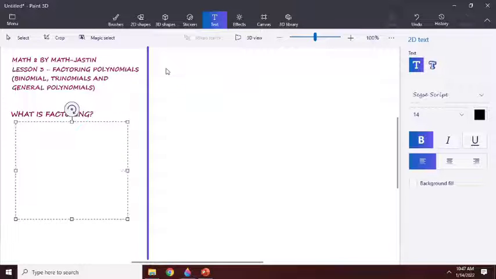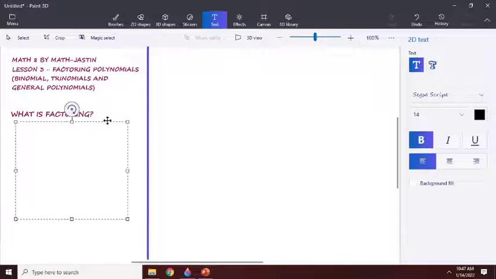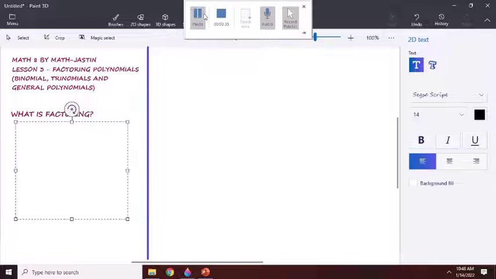So now we are going to proceed to lesson 3 in Mathematics 8, and that is all about factoring polynomials, either binomials, trinomials, or general polynomials. Actually, I made a PowerPoint here, but I chose this approach so that the step-by-step procedure of how to factor polynomials is more understandable. But before that, let us first define what factoring is.